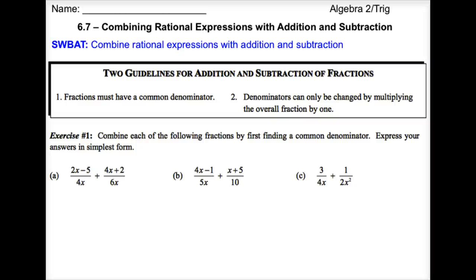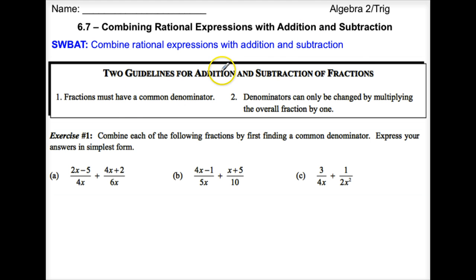Hey guys, we're continuing with 6.7, combining rational expressions with addition and subtraction. In our previous lesson we talked about multiplication and division. In this lesson we're going to talk about addition and subtraction. The objective is that students will be able to combine rational expressions with addition and subtraction.